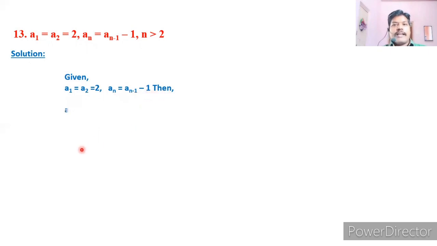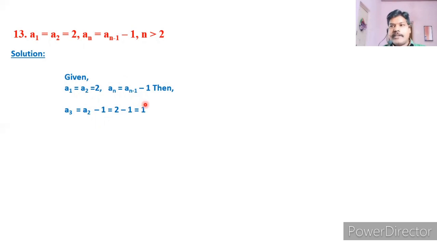Then we have to calculate a3, the third term. To get the third term, a3, just replace n with 3. If n is equal to 3, it will become a_(3-1) minus 1. 3 minus 1 is 2, so it will become a2 minus 1. You already know the a2 value. The a2 value is 2. Just replace that value here. So it will become 2 minus 1, which is 1 only.